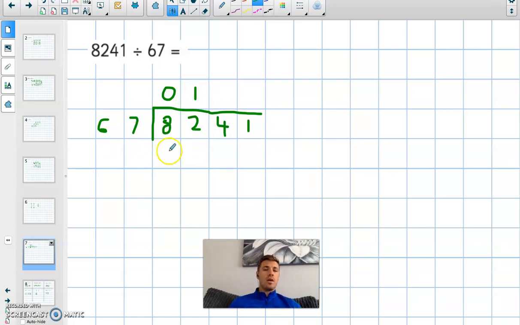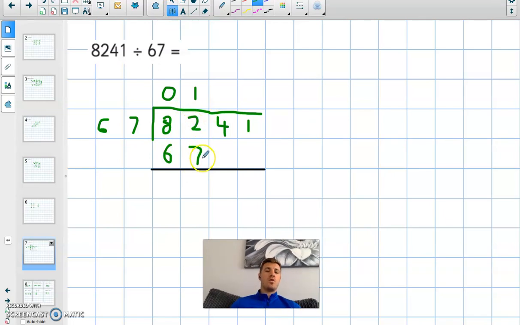However, what I need to do is put that 67 below my 82, and I need to subtract it away. So 82 subtract 67, start subtracting from the smallest digit. 2 take away 7, I can't do, so I need to borrow from here. That becomes a 7, this one becomes a 12, so 12 take away 7 is 5, and 7 take away 6 is 1, so I'm left with 15, and I'm going to drop that 4 down here to make 154. So then I see how many 67s are in 154.